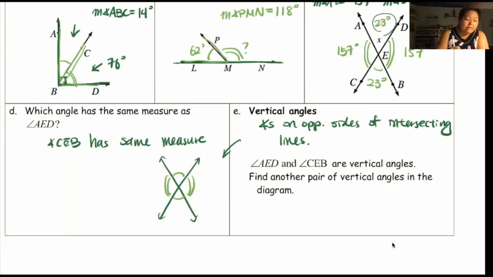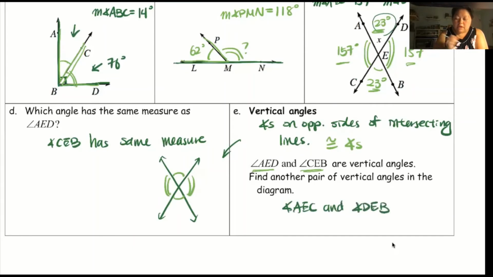So what is so cool about them? They have the same measure. If you look at what we have in our diagram, it was 23 up here and 23 down here. It was 157 and 157 here. So they are congruent angles. They're equal. Very, very cool. So we established in part D, angle AED and CEB are vertical angles. What was the other pair I had in my picture? Well, that would be angle AEC and angle DEB. They're the other pair of vertical angles. So anytime you have vertical angles, you should have two pairs because the lines cross each other and create two pairs of relationships.